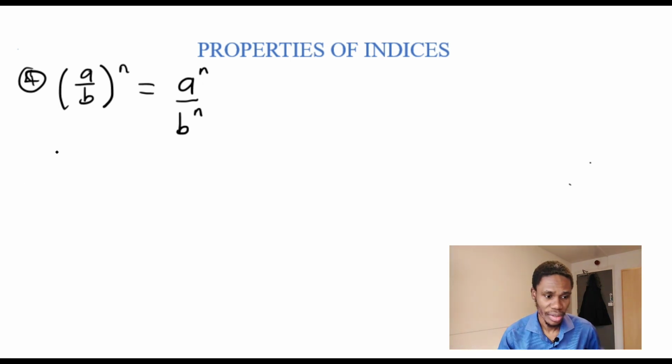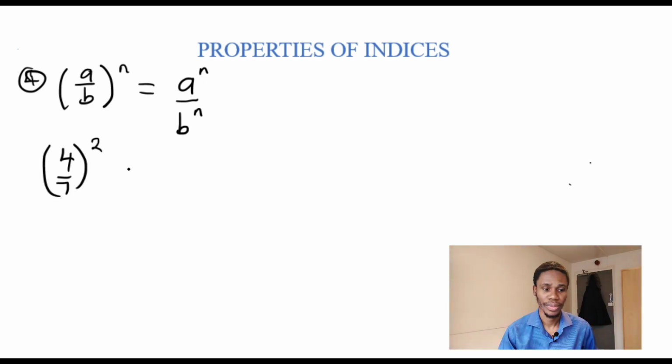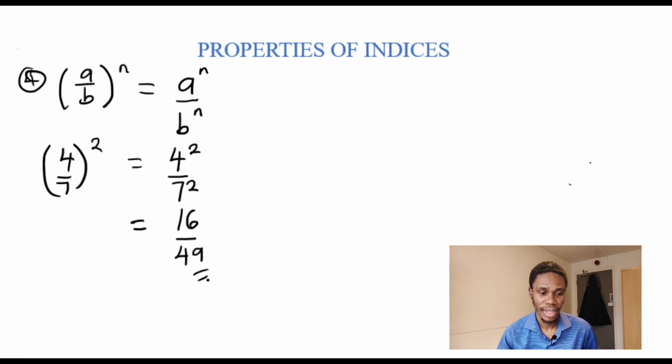Let's take an example. We are going to be using 4 out of 7 all raised to the power 2. Now this can be written as 4 squared divided by 7 squared. Simplifying this gives us 16 divided by 49. And that's our final answer.